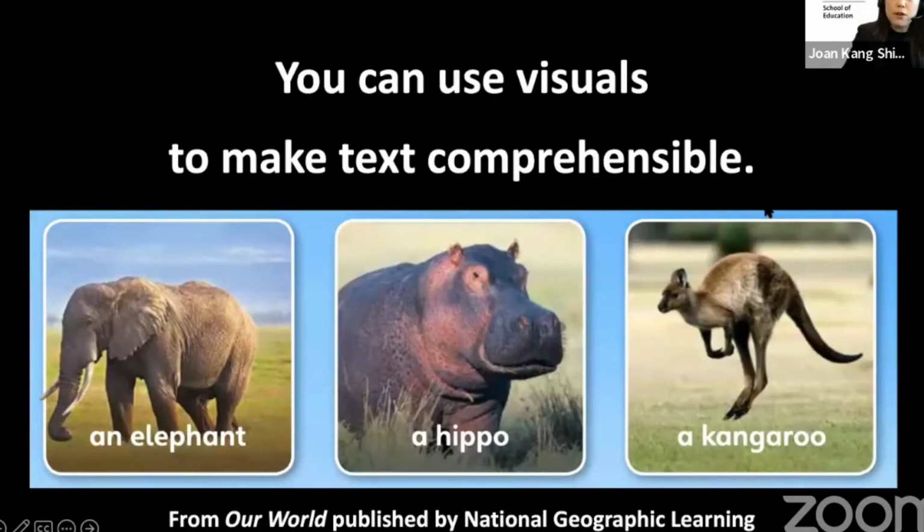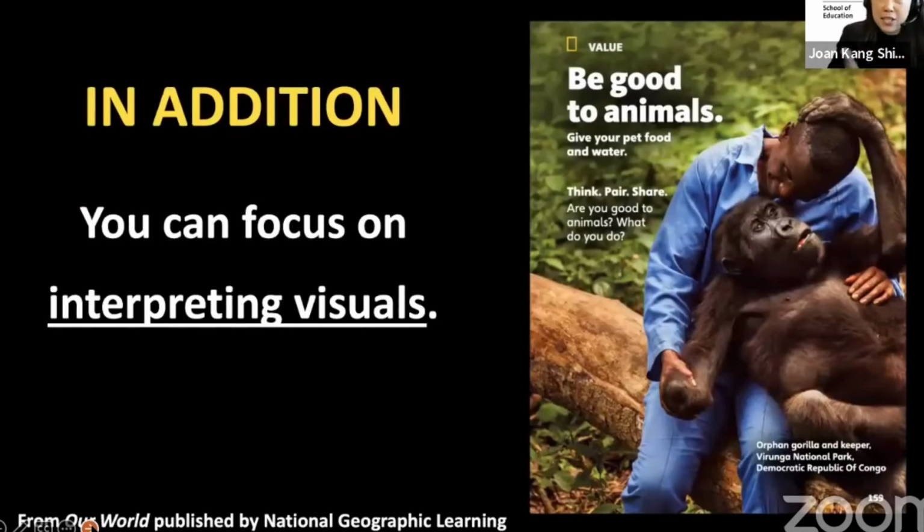So if you want to use photos, of course, you can use these kinds of visuals to make text comprehensible. I know teachers do this all the time. You're going to use a picture card, right? So to teach an elephant, you show a picture of an elephant. To teach what a hippo is, you show a photo of a hippo. To teach what a kangaroo is, you use a photo of a kangaroo. That's great. But in addition, you can also use photography and focus on interpreting the visuals.